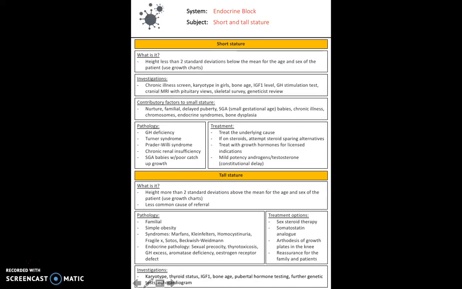With regards to tall stature, the causes are fairly similar, so familial or simple obesity as well is really important. In terms of syndromes, Marfan's, Klinefelter's, and homocystinuria can all cause tall stature, as well as Fragile X, Soto's, and Beckwith-Wiedemann. The endocrine pathology here, so sexual precocity, thyrotoxicosis, growth hormone excess, aromatase deficiency, and estrogen receptor defects, all can cause tall stature. And the treatment tends to be focused around sex steroid therapy and somatostatin analogues.